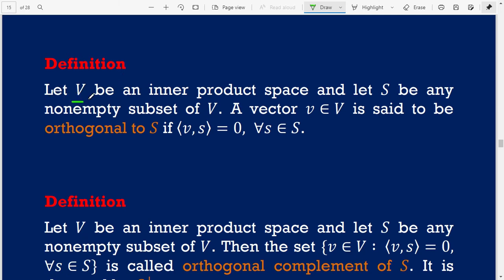Now definition: let V be an inner product space and S be any non-empty subset of V. A vector V belongs to V is said to be orthogonal to S if inner product V with S is equal to 0 for every S belongs to S.